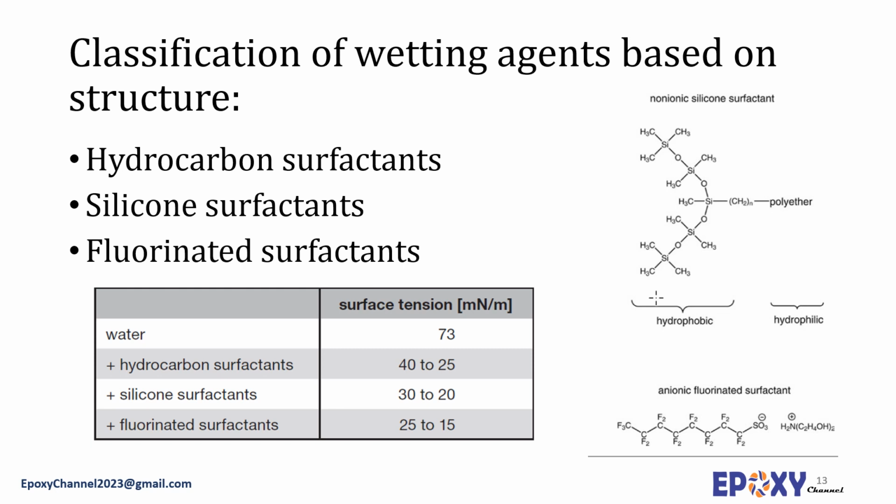Solubility of the surfactant is another factor which has to be considered carefully. The table presents the effect of hydrophobic group on surface activity or surface tension in water. It can be seen that it has been reduced upon the addition of the wetting agent. Examples of silicone and fluorinated surfactants have been presented here as well.